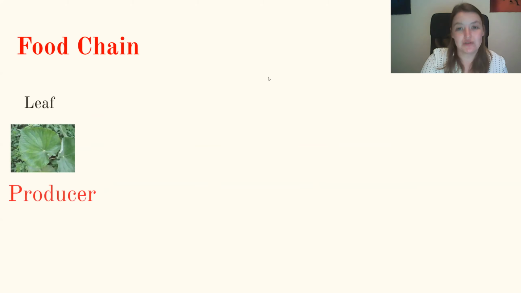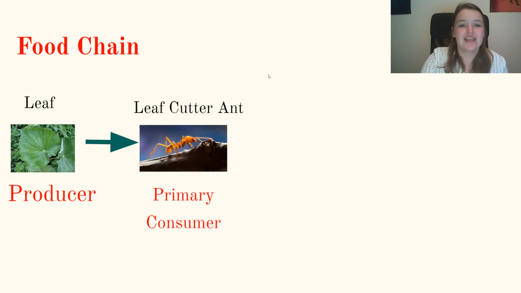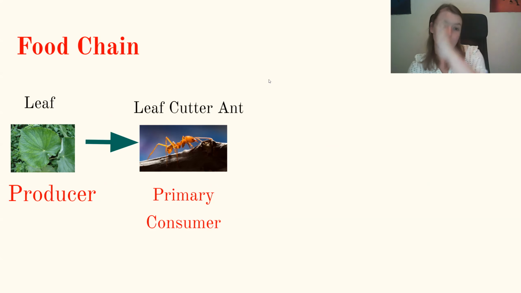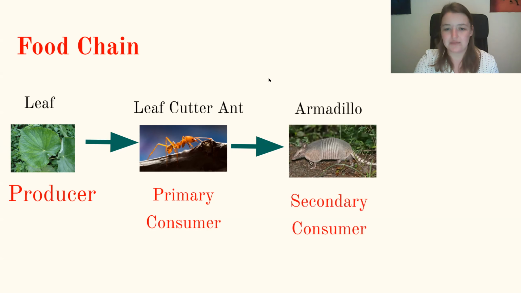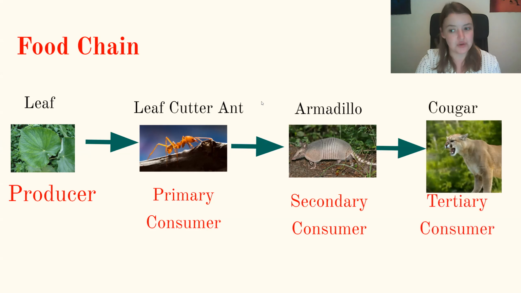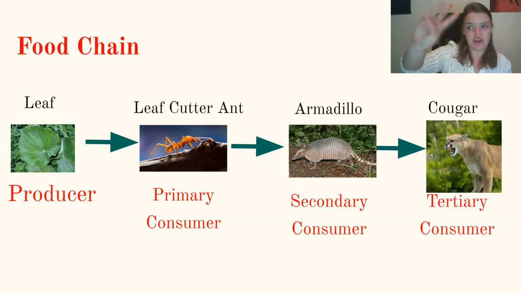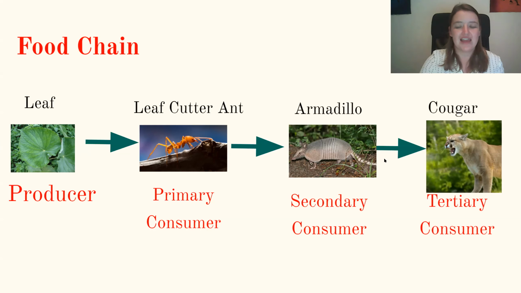So we looked at our food chain in our previous session. The leaf produced its own energy. The leafcutter ant ate the leaf, and energy is transferred from the leaf to the leafcutter ant. The leafcutter ant is eaten by the armadillo. The energy is transferred from the primary consumer into the armadillo. The armadillo is consumed by the cougar. That is the tertiary, the third consumer. And the energy is transferred from the armadillo into the cougar.